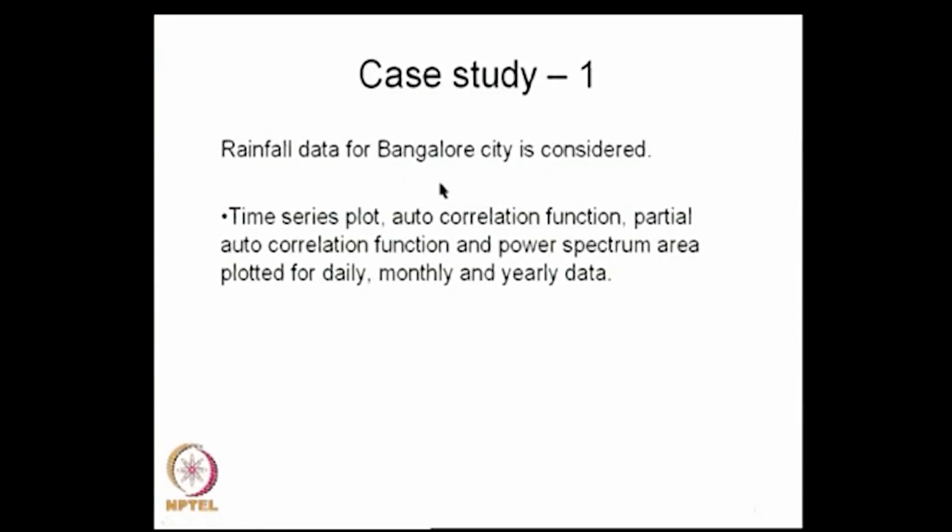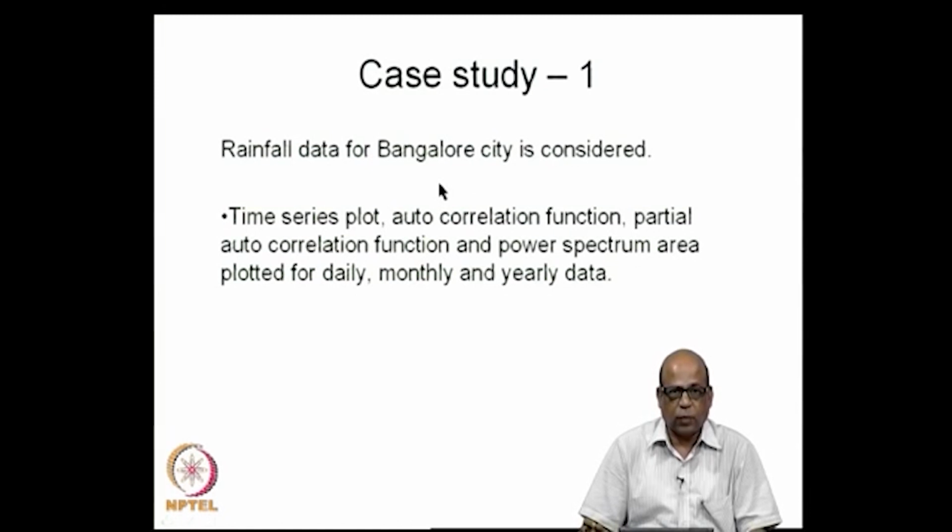Let us look at first the daily rainfall data. We consider this daily rainfall data for Bangalore city for a certain duration, and for this daily data we plot the time series, autocorrelation function, partial autocorrelation function and power spectrum.